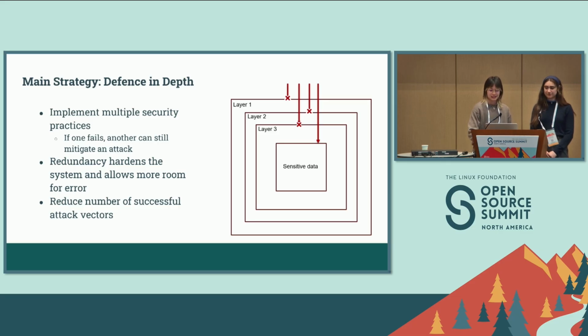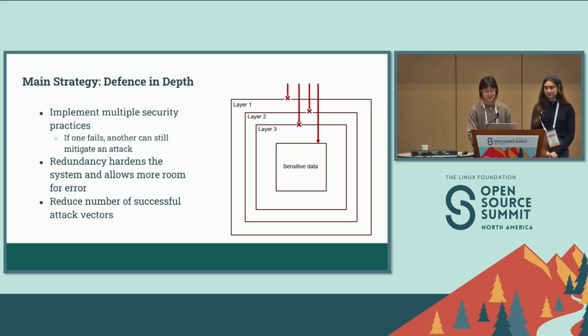So our main strategy is going to be defense in depth. This means having multiple layers of defense so that even if one fails, there's a backup that can still mitigate the attack. For example, let's say we have some sensitive data that we're trying to protect, and we have 3 different security components implemented to harden the system. So if, say, layer 2 fails, we still have layers 1 and 3 as a backup.